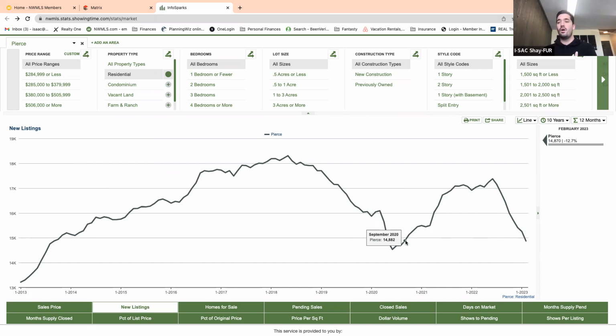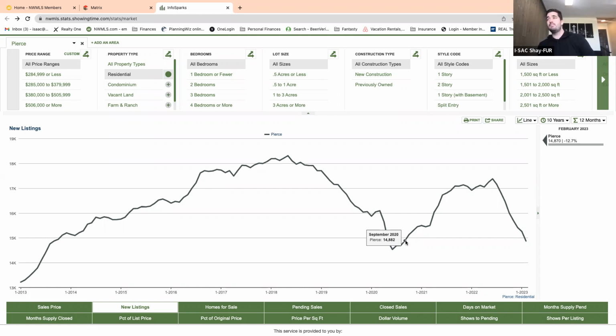Inventory is extremely low. There were fewer listings that came active in February than any time in the past 2 years. That'd be 2.5 years, right? Mhm. So I kind of want this to be a discussion, like how can we use this information to get rid of seller reluctance? How can you use this information in a listing appointment? I don't have all the answers. I just thought it would be a fun thing to discuss.